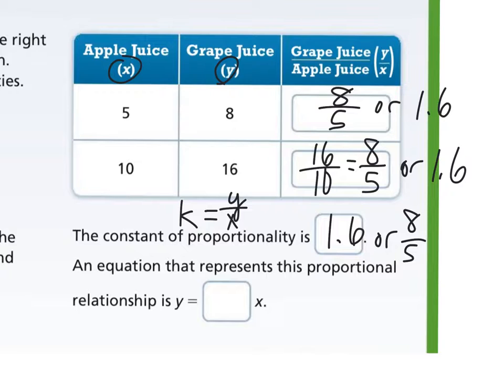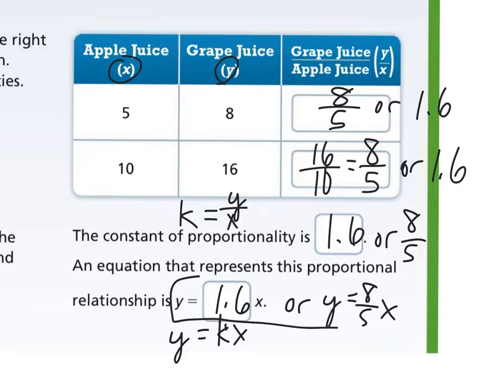So our equation, remember, we're doing y equals kx. And all I'm going to do in place of the k is put my constant of proportionality. So my equation would be y equals 1.6x or y equals 8/5 x. Either of those would be fine. Again, probably not too bad with y equals 1.6x if we're substituting a lot of numbers.